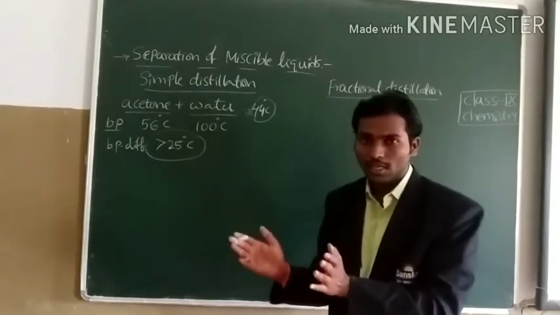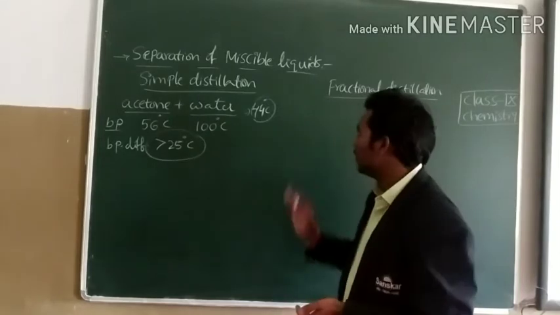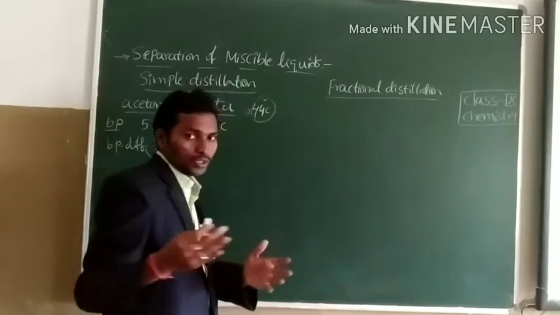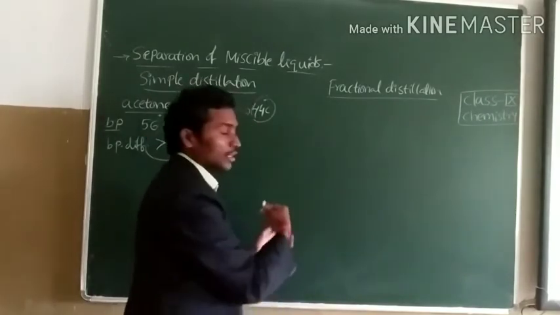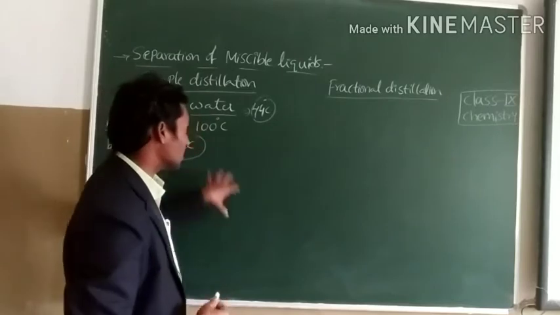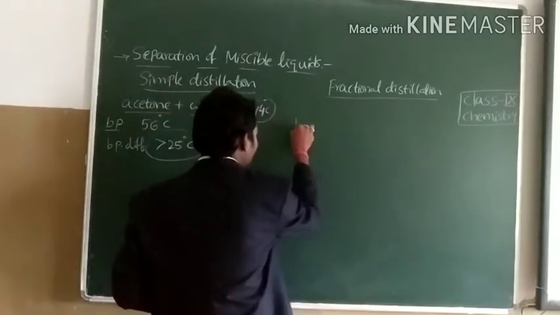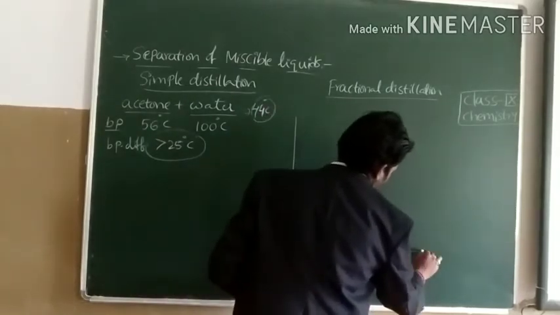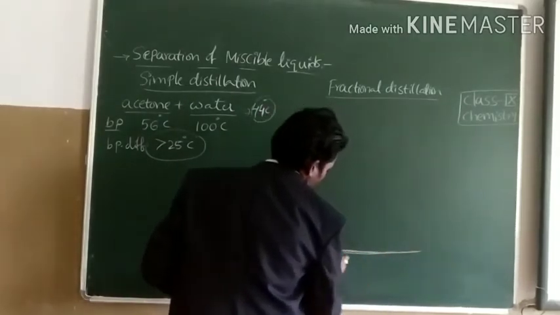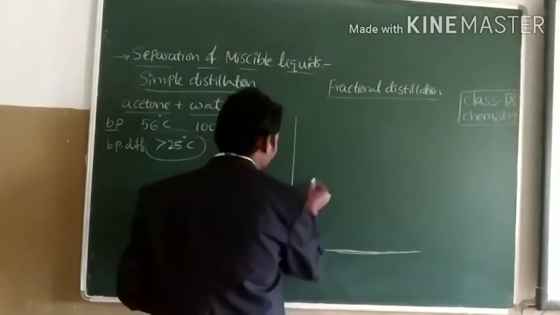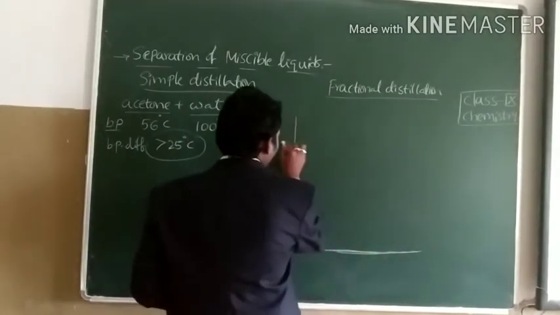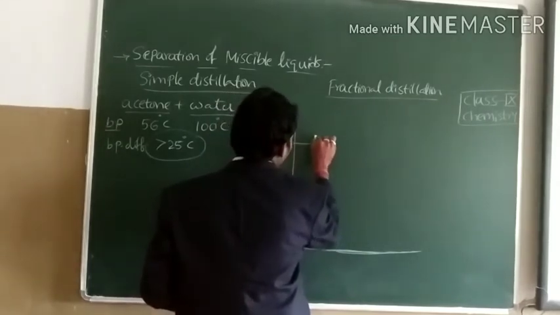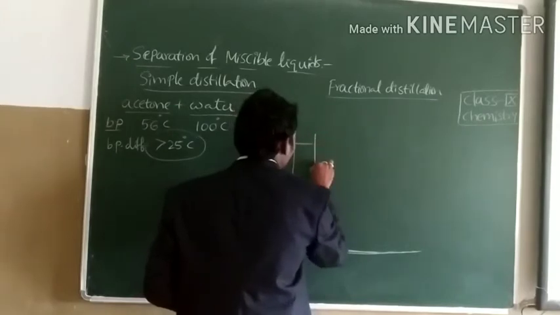Let us talk about the experimental arrangement of the simple distillation technique, children. You can go through the diagram in the text, but I am drawing a rough diagram of the simple distillation technique. It is something like this. It's a retort stand and we have to fix the distillation flask to the clamp of the retort stand.